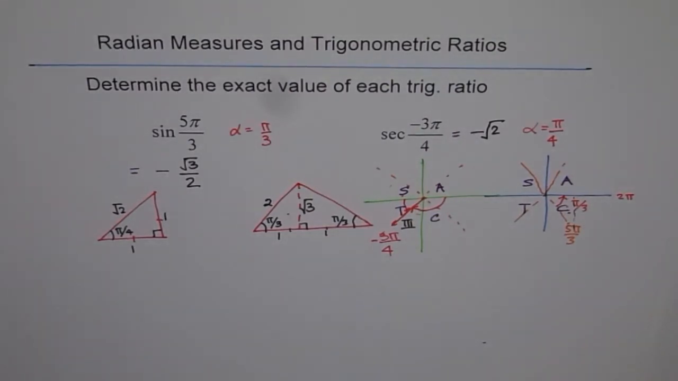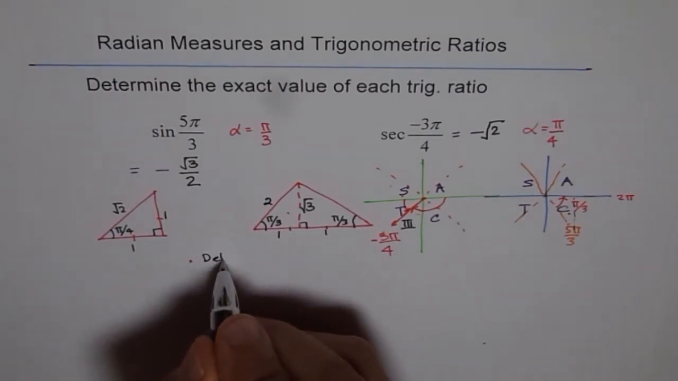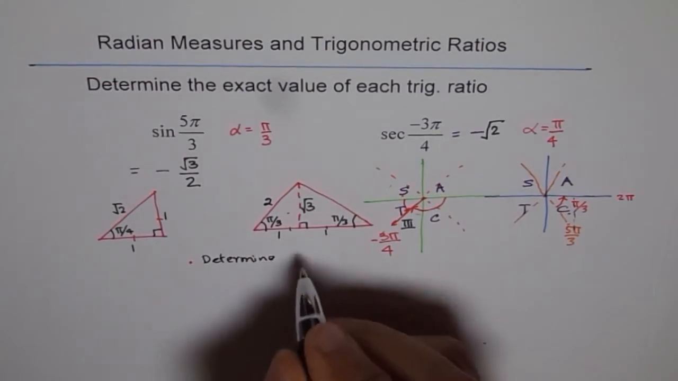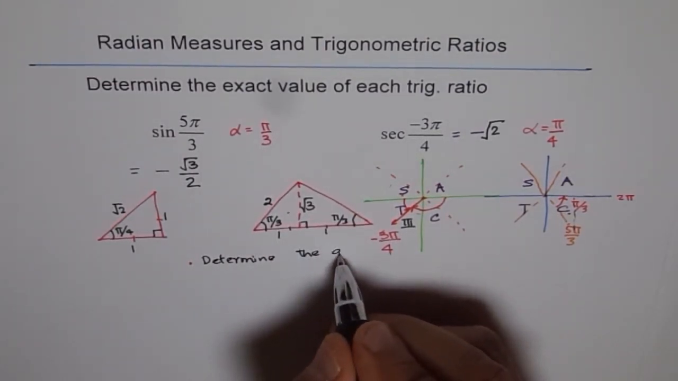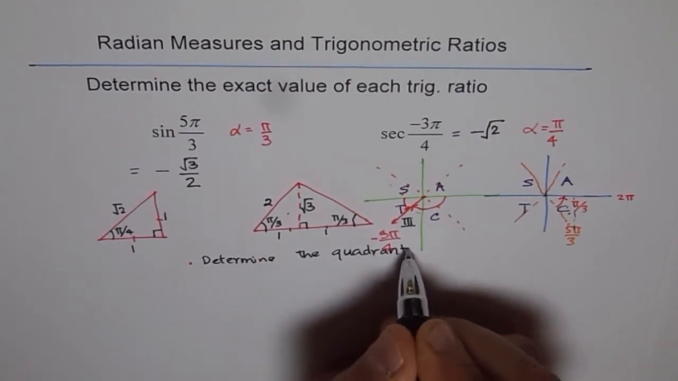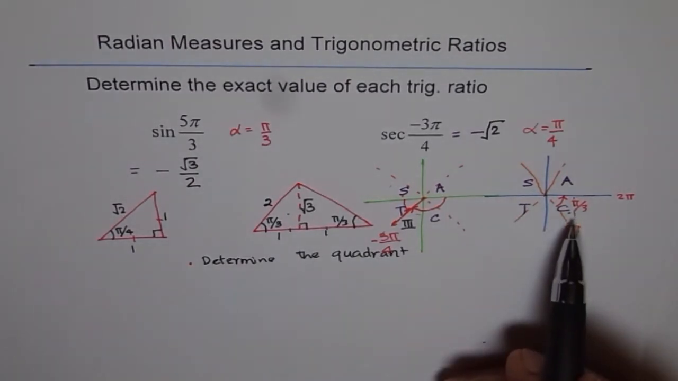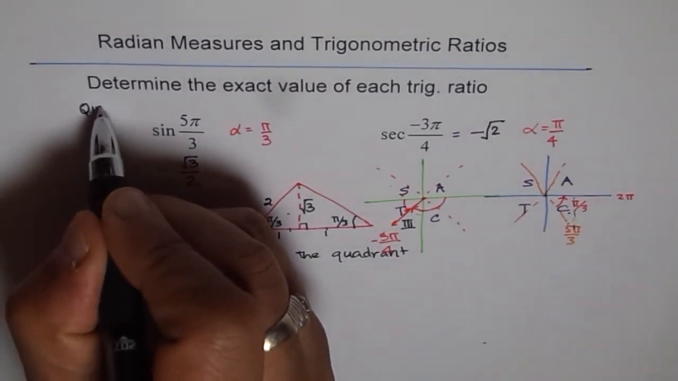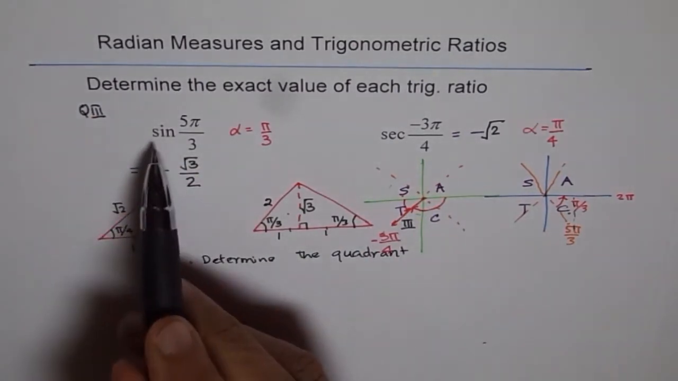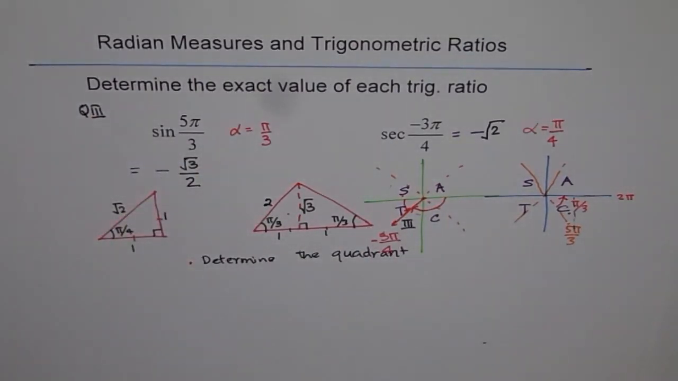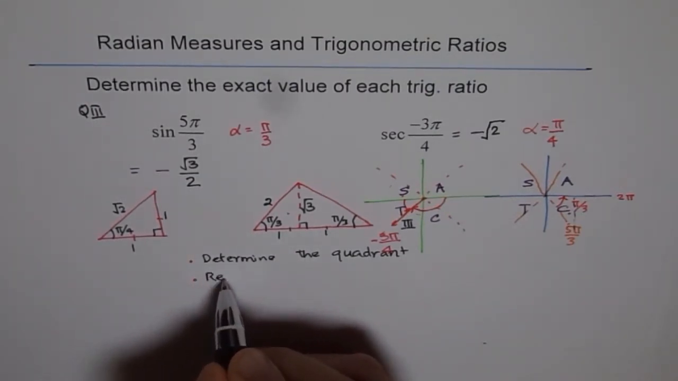Okay, I hope you understand. What we did here is 2 steps to solve any of such problems. Step number 1 is to determine the quadrant, correct? So we found sine 5 pi by 4 happens to be in quadrant 3, right? So we got quadrant 3 for this. And in quadrant 3, sine has to be negative, therefore we put this negative sign. So the first part is to find the quadrant, and the second part is to find the related acute angle.